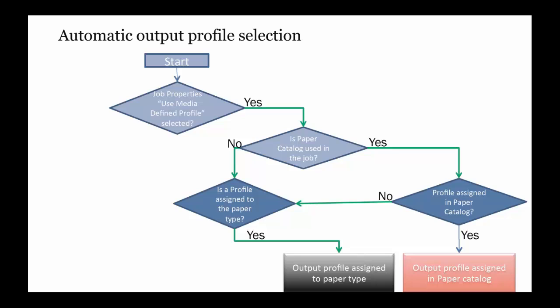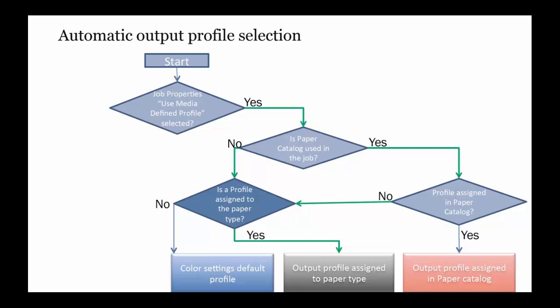This is also the case if a profile is not assigned in the Paper Catalog. In this case, we'll go check to see if there's a profile associated with the paper type that the Paper Catalog specified, and if there is, then we'll use the output profile associated to the paper type. If no profile is assigned to the paper type, we'll get the color default profile for the server.